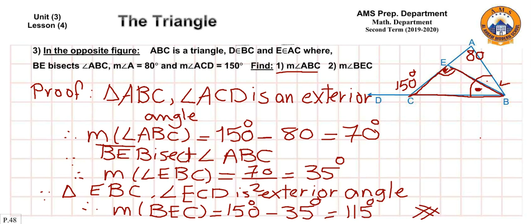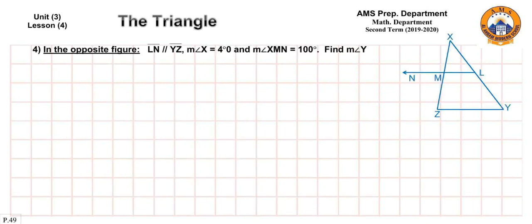The last exercise, number 4. You have two parallel lines, LN and YZ, and the measure of angle X is 40 degrees. The measure of angle XMN is 100. He asks you to find the measure of angle Y. To find the measure of angle Y, I have to find first this angle. Why? Because they are equal and corresponding. To find this, I can find it easily from the exterior angle.